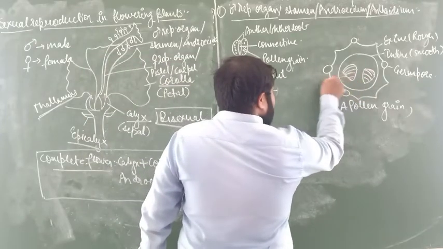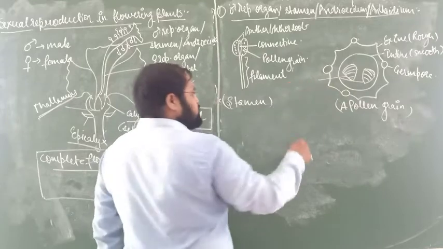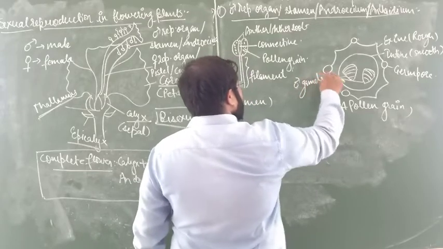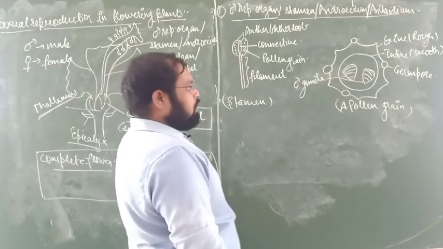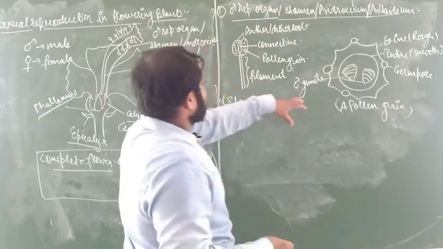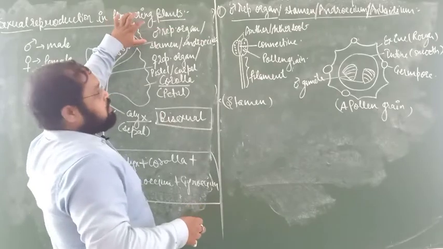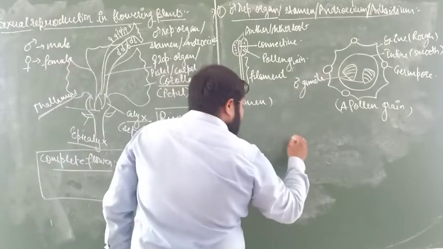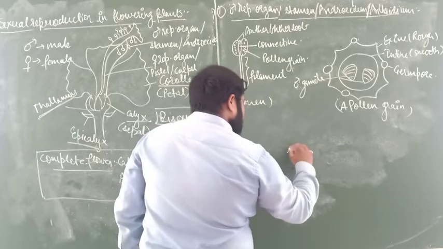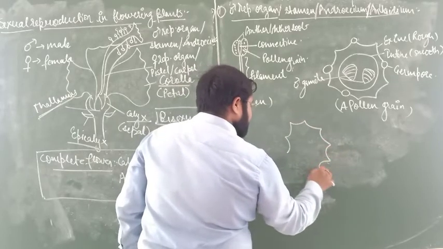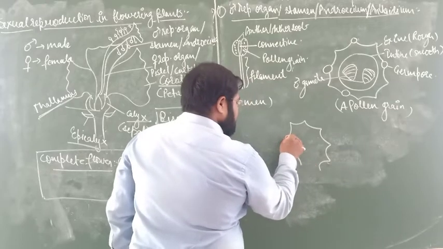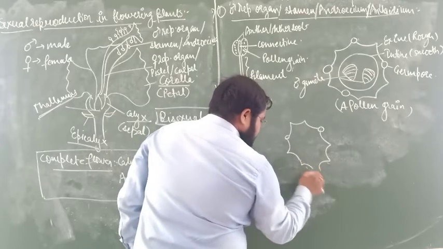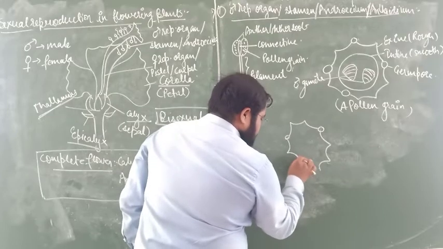Inside the intine, two lattu-like structures are present, which are the male gametes. After this pollen grain reaches the tip of the female part, the stigma, we will discuss that structure later. After reaching, this is the layer of the exine, and suppose here is the germ pore. The germ pore is present here.